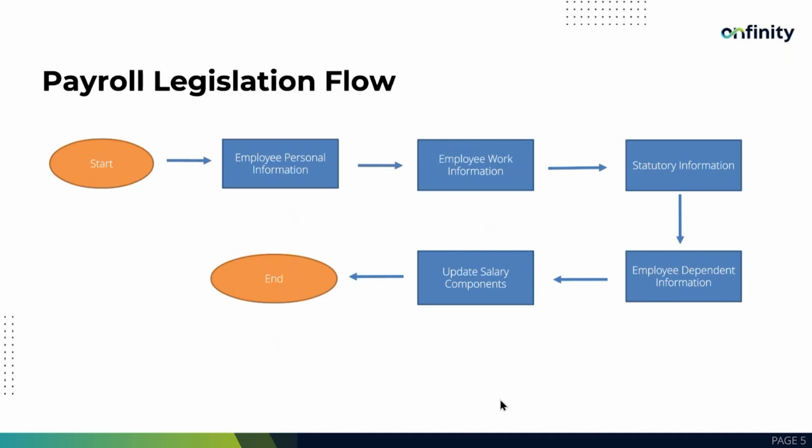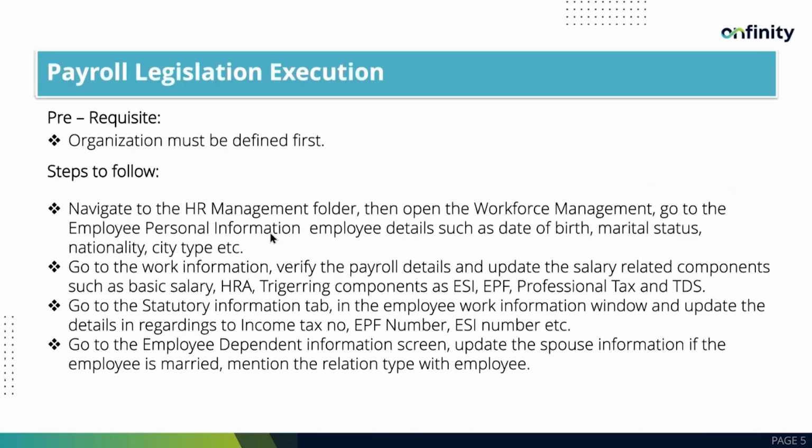After the system configuration is complete, we now move to entering employee-level statutory and payroll data. The process begins by entering data in the Employee Personal Information section. This is followed by filling in the employee work information. Next, the user must update the Employee Statutory Information tab, and then add the employee dependent details. Finally, configure the payroll run-related components to generate the final payroll results. This flow ensures that salary and compliance calculations such as PF, ESI, tax deduction, and professional tax can be processed correctly. Now, let's understand the flow in detail.